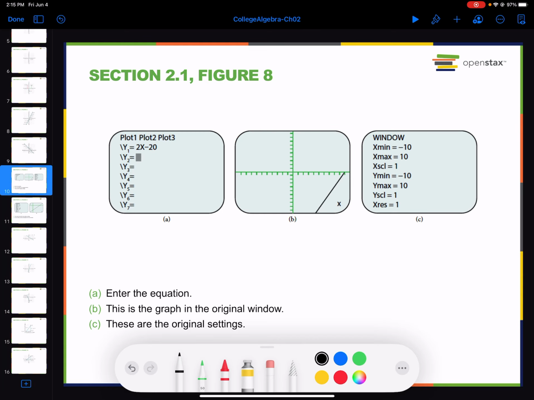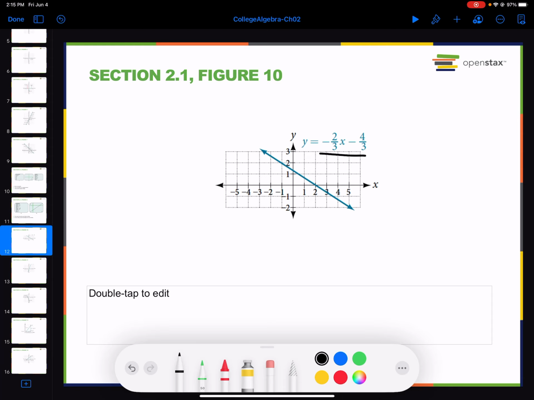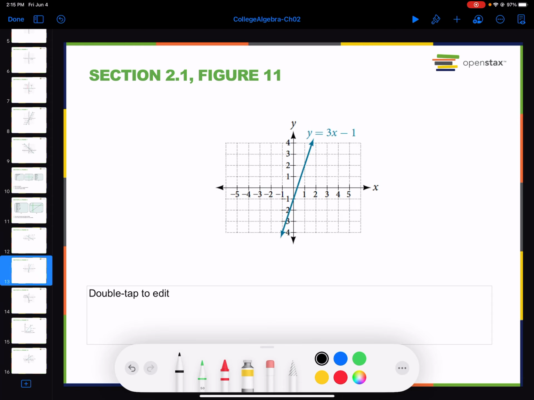Here's an example of a graph with a negative slope. And here's an example with a positive slope.